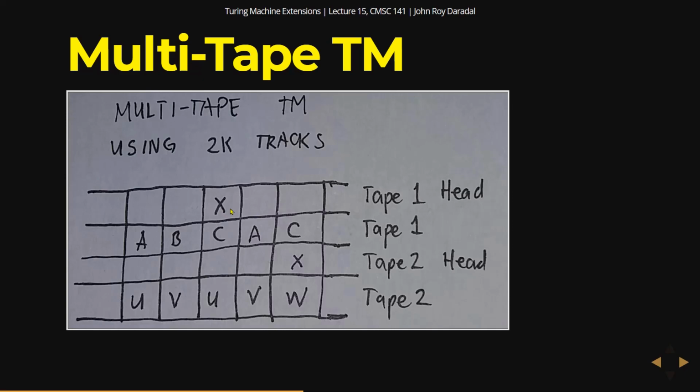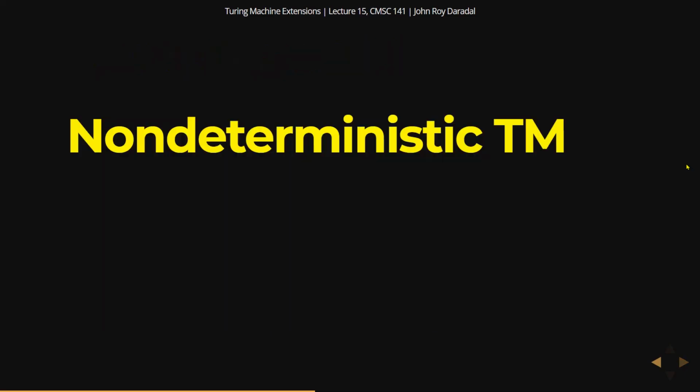Another example here is you have C is where the tape head is for tape 1, and then W is where the tape head is for tape 2. So that's the first one, which is the multi-tape Turing machine.